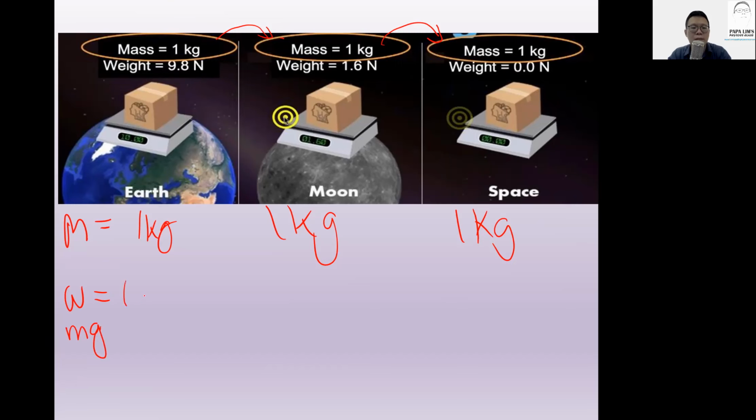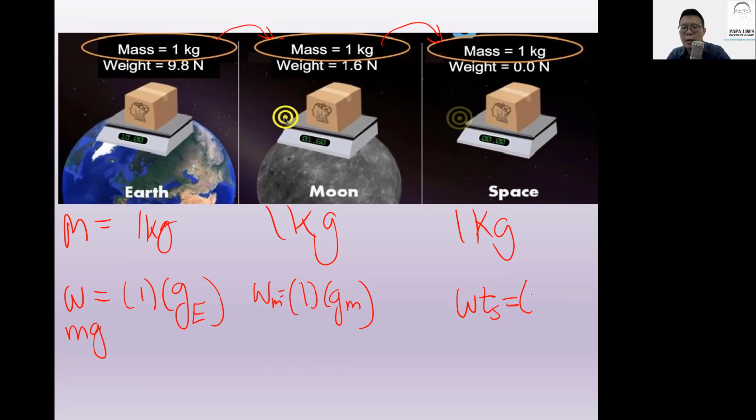The weight is mg: m is 1 kg, and g is the gravitational pull of Earth. On the Moon, the weight of the object depends on the mass of the object and the gravitational pull of the Moon itself. Same for the 1 kg mass in space: its weight depends on the mass, 1 kg, and the gravitational field strength in space. On Earth, let's say my g is 9.81, so 1 times 9.81 gives the weight of the object, in Newton, which is 9.81 Newton.